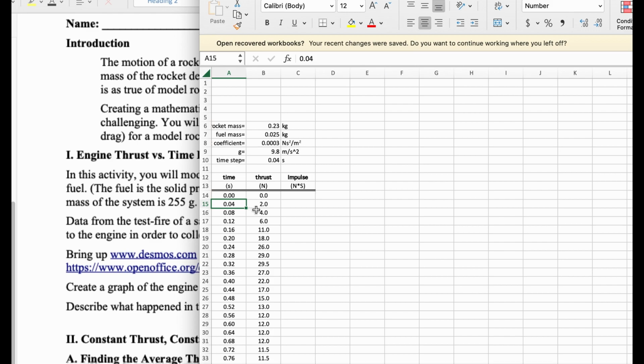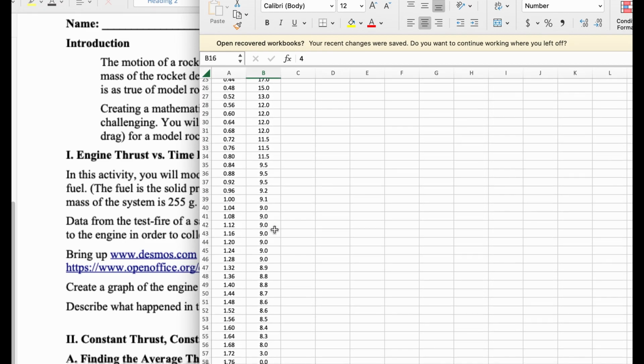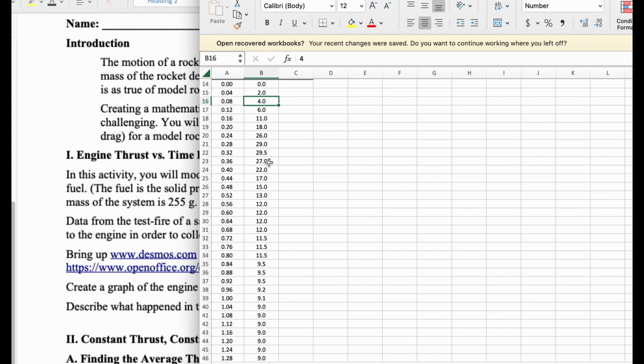After 0.04 seconds, the thrust became 2 newtons in the upward direction. Now, that's just an upward force, this thrust. It doesn't take into account the net force. Then after 0.08 seconds, the force increased more, and it just kept going up from there until we get to the maximum force here, around 0.32 seconds.